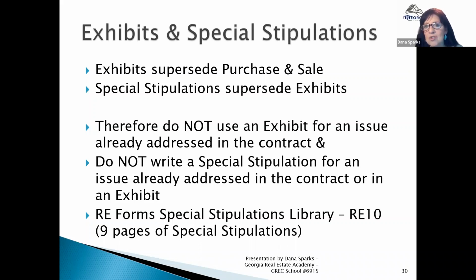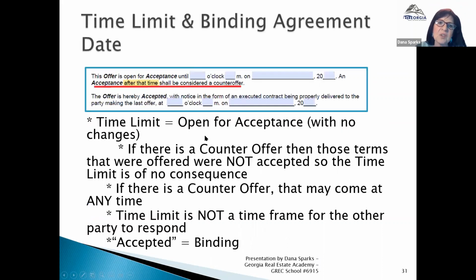And because you addressed appraisal, you've just now superseded all of that information, all of that legalese, and all that information that we've covered that was written by attorneys. So be very, very cautious of using special stipulation. And then time limit and acceptance date, which is the same concept as a binding agreement date. In the RE forms, here is the time limit, and it says it is open for acceptance with no changes.